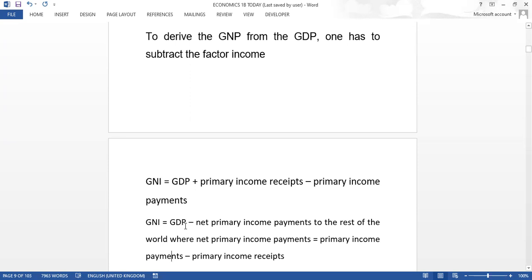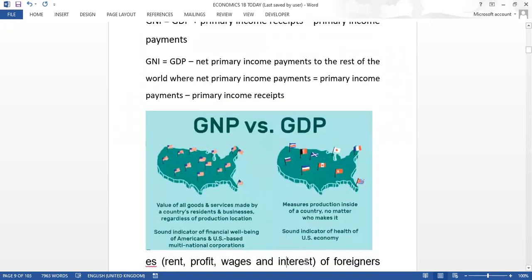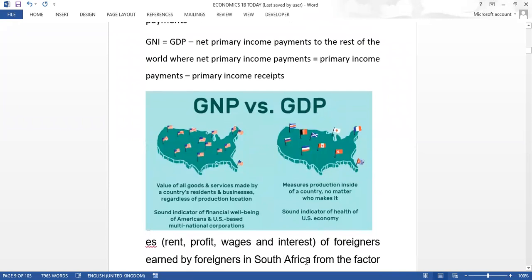So in a nutshell, we're simply saying that gross national product is gross domestic product minus net primary income payments to the rest of the world, where the net primary income payments equate to the primary income payments minus the primary income receipts. So basically, we're looking at how much the payments have been received by the local residents, wherever they are, and subtracting the income payments or the income receipts that have been paid to residents of other countries within the South African market.